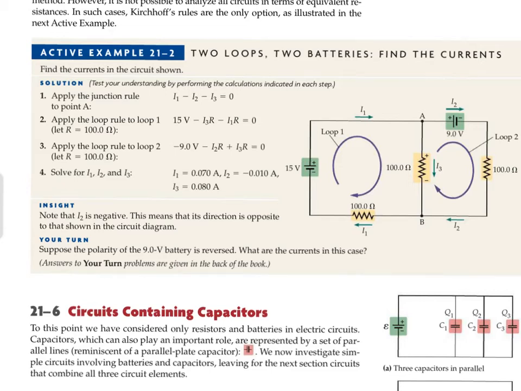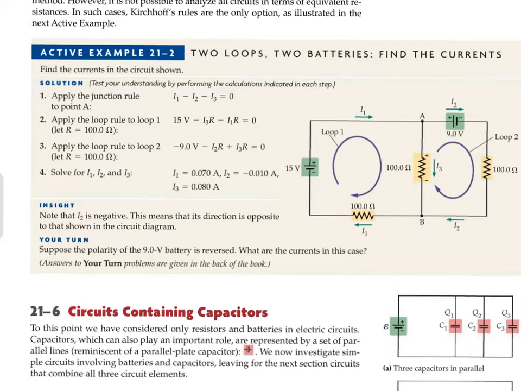Okay, last screencast. We're just going to do a quick example on Kirchhoff's rules, and we're going to apply it to a circuit that's got a set of parallel resistors and two batteries. Because in this situation, you're going to have multiple equations with multiple unknowns, because you're going to need to apply both the loop rule and the junction rule to solve the problem. So we're going to do an active example.